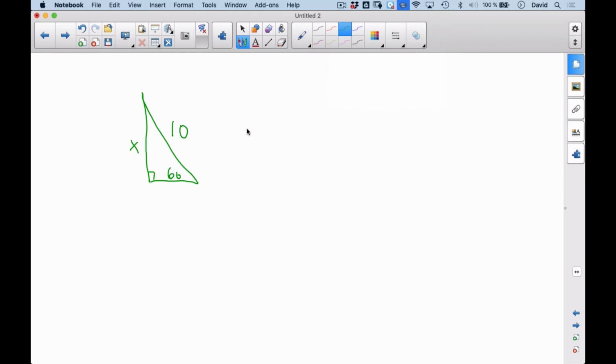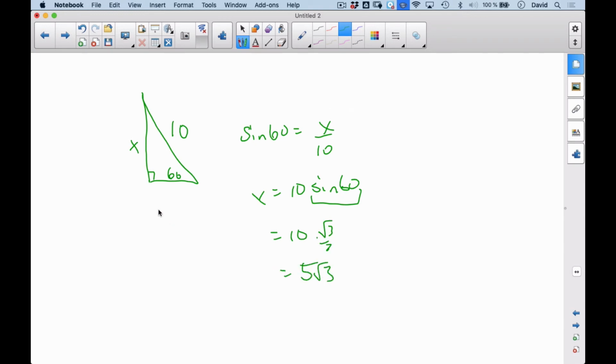And I know that this is sine of 60 is equal to x over 10. And so x is equal to 10 sine of 60. Sine of 60 without a calculator, if I go to my table, I know that is equal to root 3 over 2. And so I get 5 square root 3 is x.